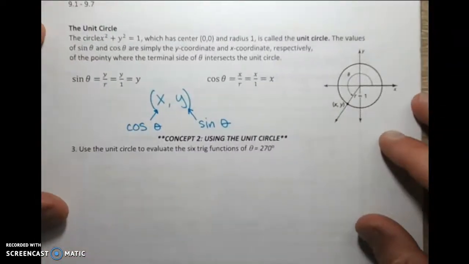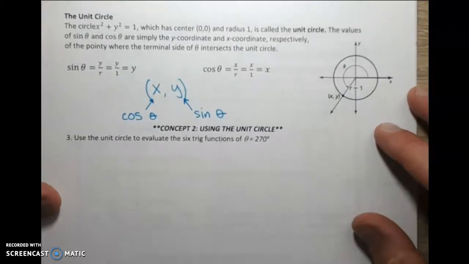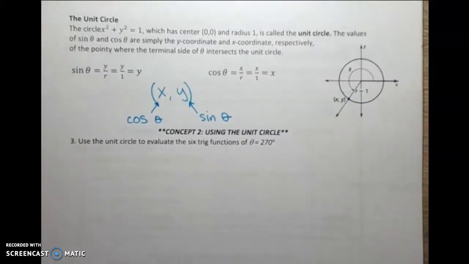Concept number 3, using the unit circle. The unit circle is x squared plus y squared equals 1, where r equals 1. The center of the circle is (0, 0), so always the origin, and the radius is 1. The values of sine and cosine are simply the y and x coordinates respectively, of the point where the terminal side of theta intersects the circle.